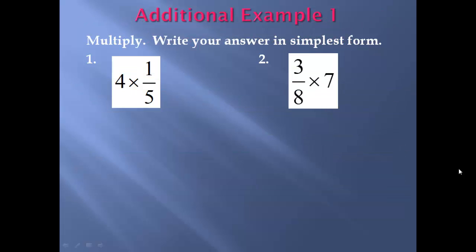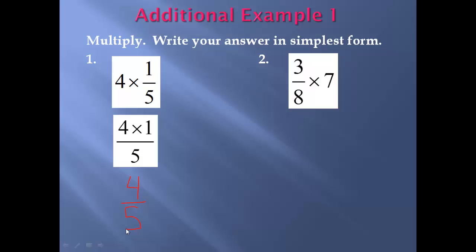Now we're going to look at a couple of additional examples. You can pause the video and try them on your own, or you may follow along. We're going to multiply, and then we want to write our answer in simplest form. For number 1, we have 4 times 1/5. We're going to multiply our whole number times our numerator, and then put that over the denominator. So we have 4 times 1, and that would then be over 5. 4 times 1 is 4, and then we'd write that over 5, so our answer is 4/5, and this is in simplest form already.